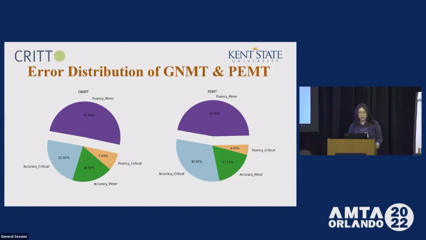And we aggregate all the error occurrences by whether it is the Google Neural Machine Translation output or the post-editing output. And we see there is a similar pattern of error occurrences comparing GNMT to PEMT. We see that the most frequently occurring error type is fluency minor error, followed by accuracy minor error, then accuracy critical error, and the fluency critical error.